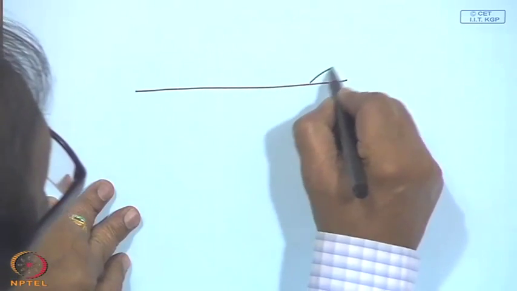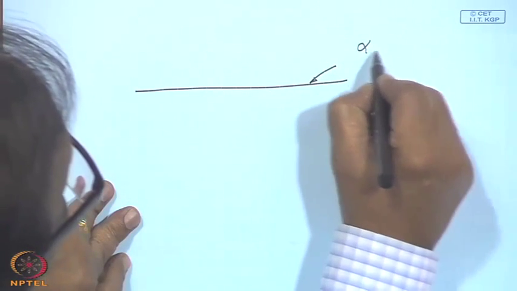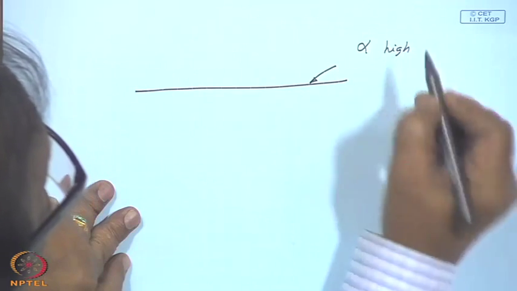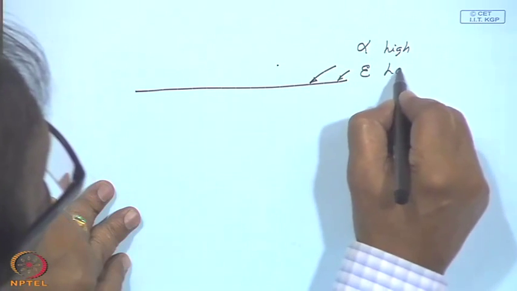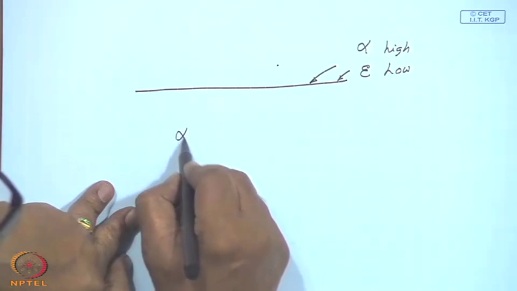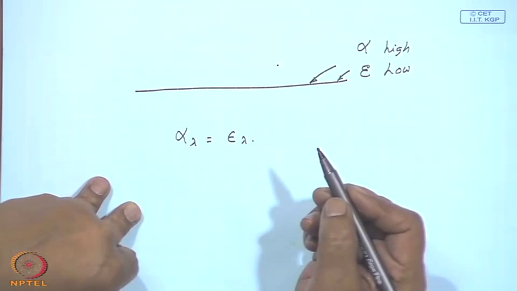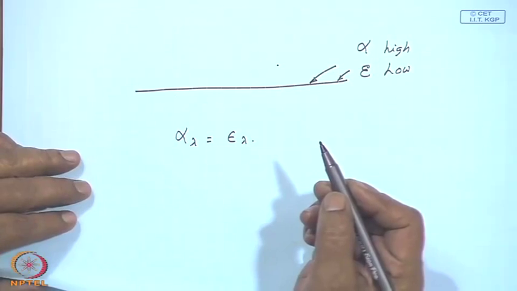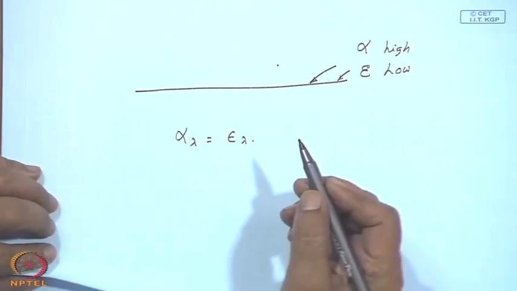Now, if we try to characterize the surface, if you know basics of radiation in general, it should have a high absorptivity alpha and low emissivity epsilon. Can we have this? Kirchhoff's law says alpha lambda is equal to epsilon lambda. So, if the surface has a high absorptivity at a given wavelength, it will also have a high emissivity at the same wavelength.